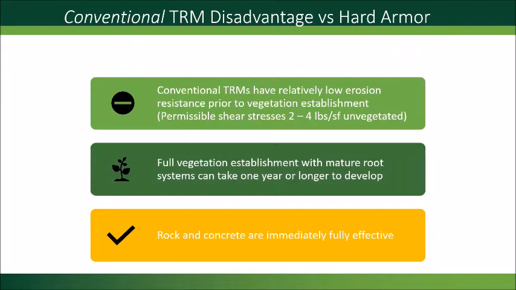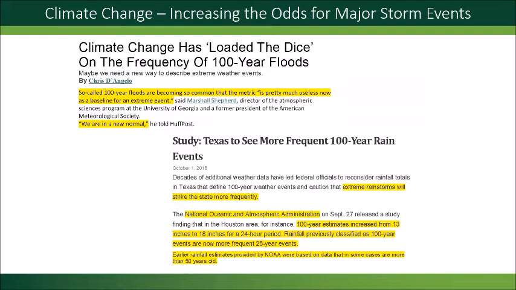So I started thinking about ways to improve the immediate erosion protection that these types of products can provide. Another issue that exacerbates this is climate change. Climate change is here, and it seems like we're getting 100-year storm events about every 2 weeks now. And what that does is basically increase the odds for a major storm event to occur before you get good vegetation establishment in some of the applications where these products are used.